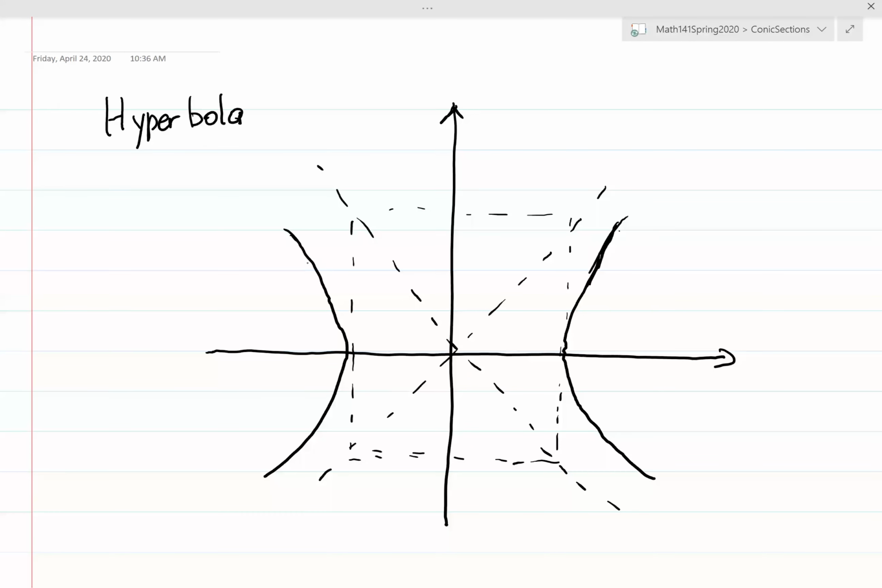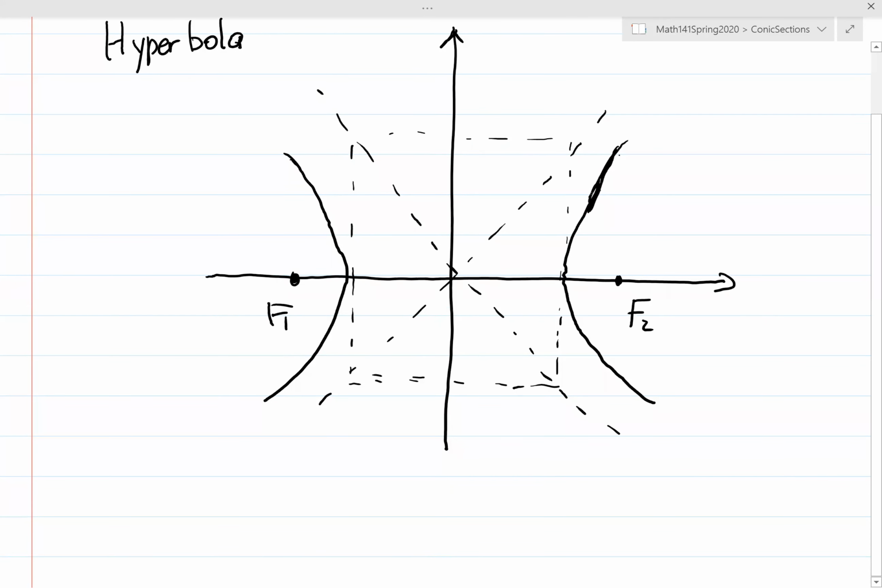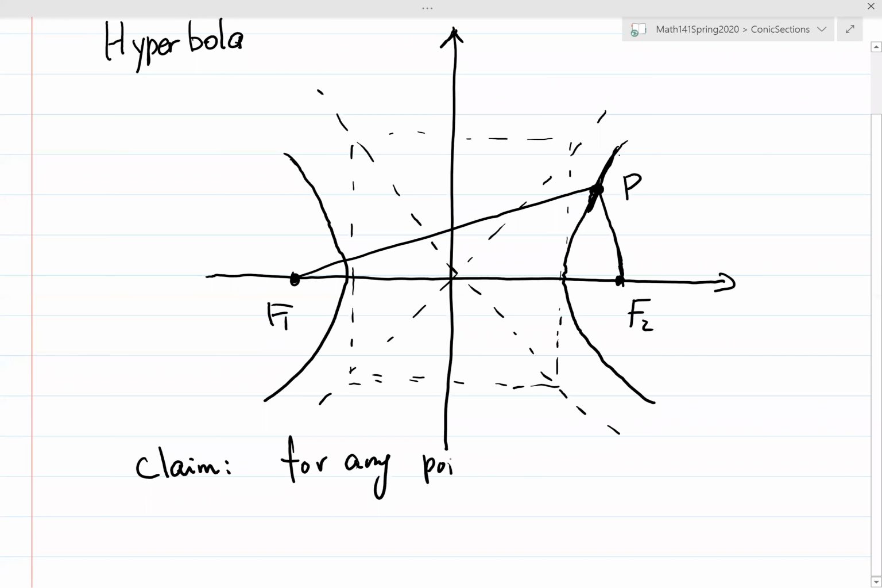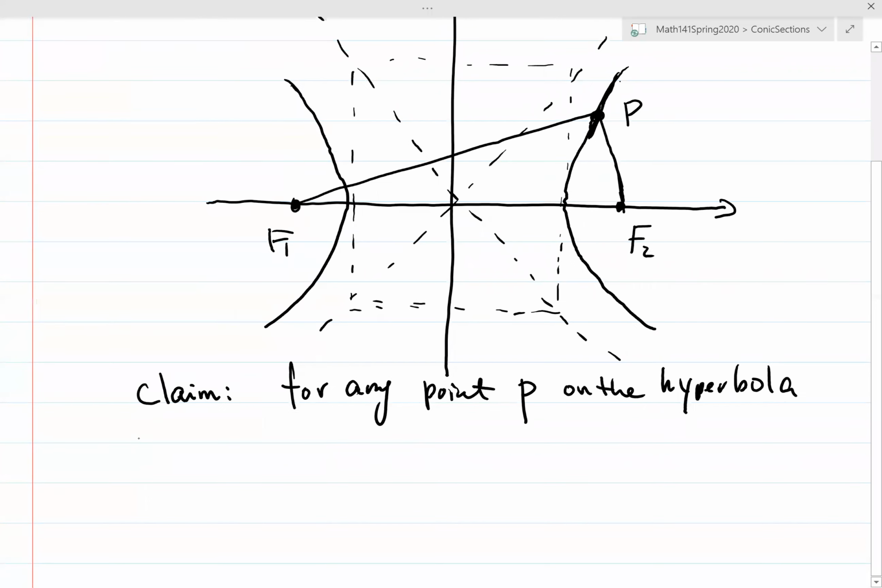There are two branches. So we have F1, F2, the two foci. Now we first study some geometric properties. Suppose we have a point P. Claim: for any point P on the hyperbola, then the bisector is tangent.